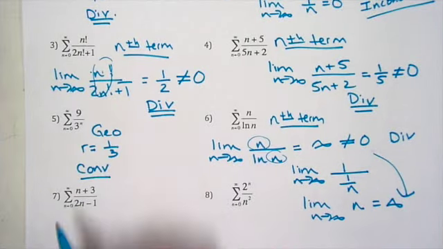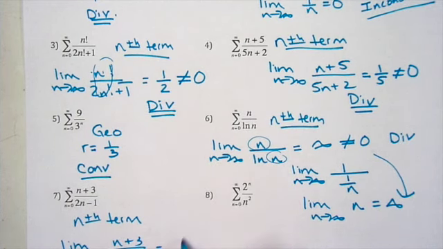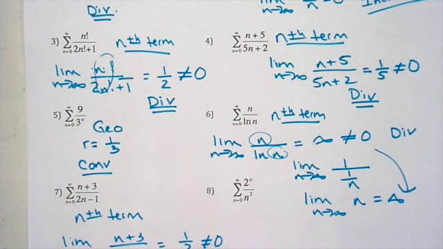Okay, number 7, again, I'm going to be using the nth term test. Limit of the term is the ratio of the lead coefficients, which is 1/2, not 0, so we say it diverges.